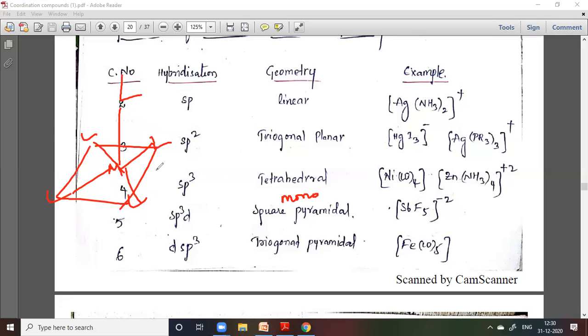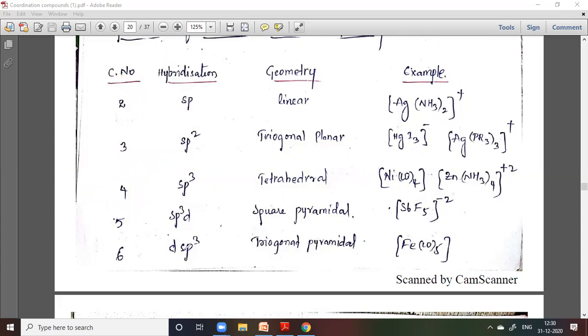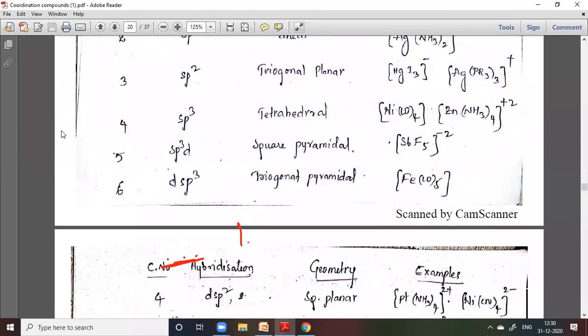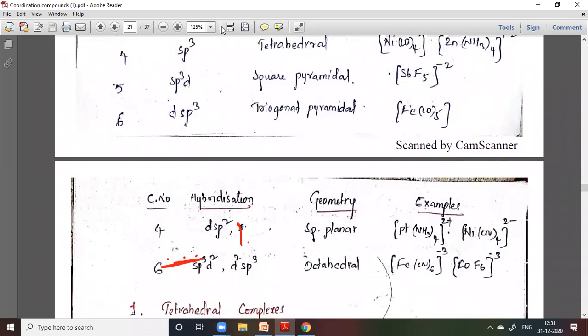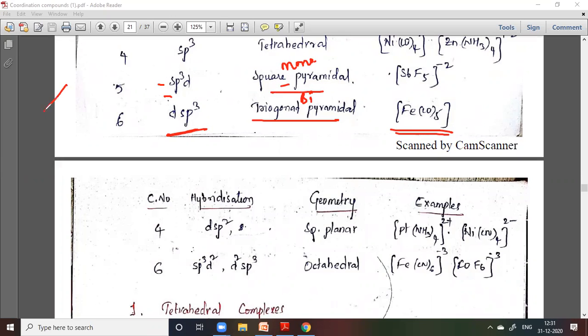Then it is called square monopyramidal. And if the coordination number is again 6, dsp3, so it is 6 here. So dsp3 here, which is a trigonal bipyramidal. Sorry, it is not written. This is bi, and this is mono here. Why? Because here the square pyramidal structure will be like this.